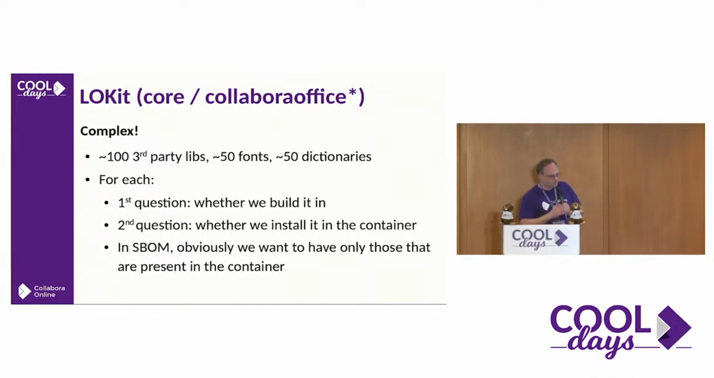And the license information is maintained manually for these 4 libraries. And then we have to deal with the core, the Collabora Office packages, which is a little bit more complex. So we have around 100 third-party libraries in the LibreOffice project, 50 fonts bundled, like around 50 dictionaries. And of course, many of them are optional. So either we build them or we don't. Or either we install them in the final container image or we don't. So in the SBOM, obviously, we want to have only those that are actually installed in the container image.